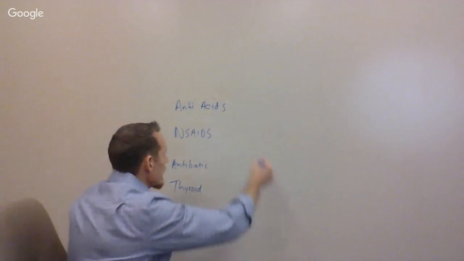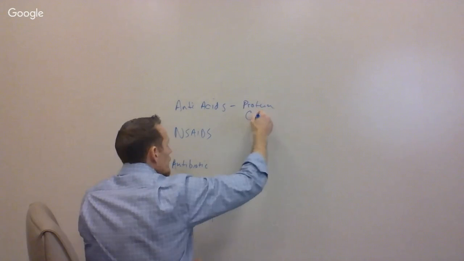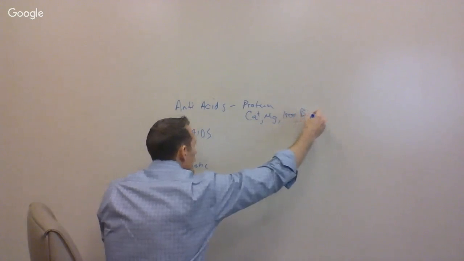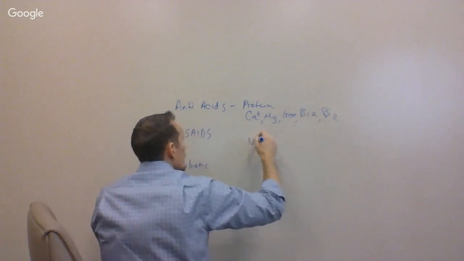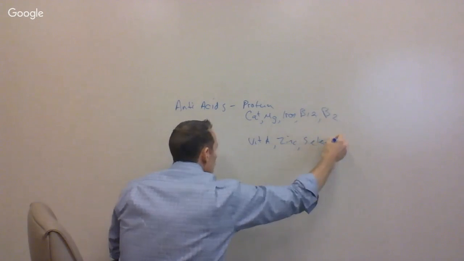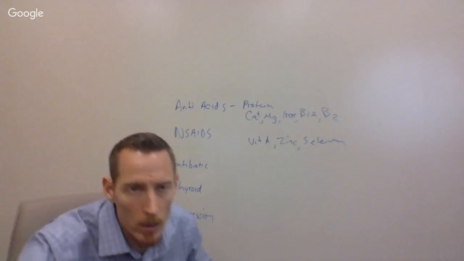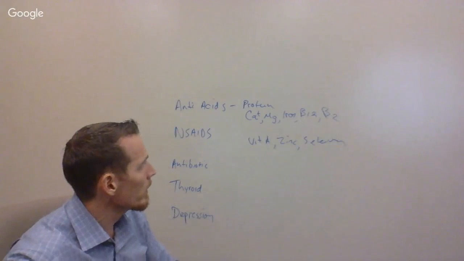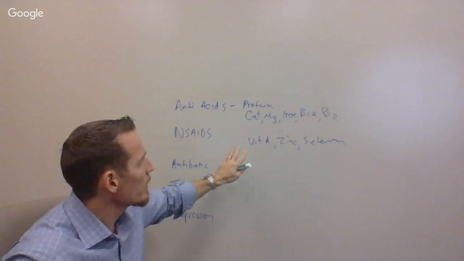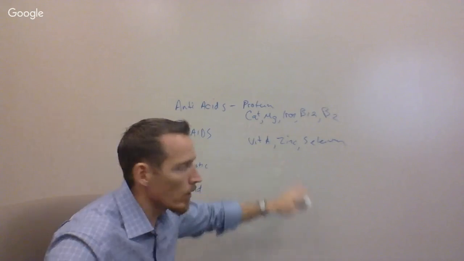So we look at antacids. Protein deficiency can occur, as well as calcium, magnesium, iron, vitamin B12, vitamin B2, vitamin A, zinc, and selenium. These are some of the more common deficiencies that we're going to see in people who are taking antacids over any long period of time. The problem here is that this is based on clinical studies. Not everybody on antacids always has a calcium deficiency. Not everybody always has a vitamin A or zinc deficiency.